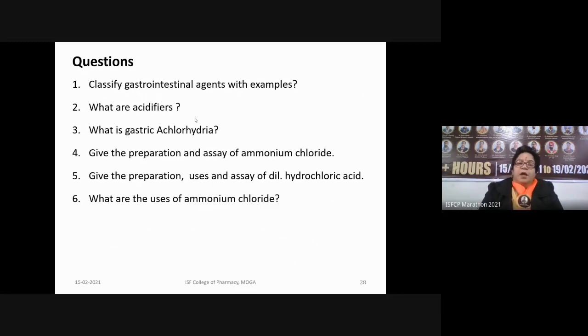Give the preparation and assay of ammonium chloride. Give the preparation, uses, assay of dilute hydrochloric acid. And the next question can be what are the uses of ammonium chloride? Assay of ammonium chloride, uses of ammonium chloride, the basic reactions of hydrochloric acid or ammonium chloride, all these may be asked in the questions.